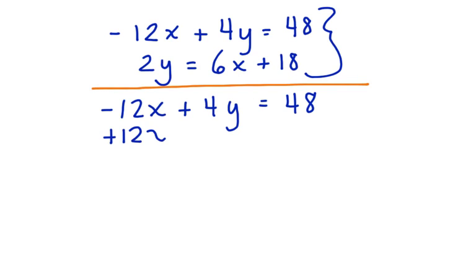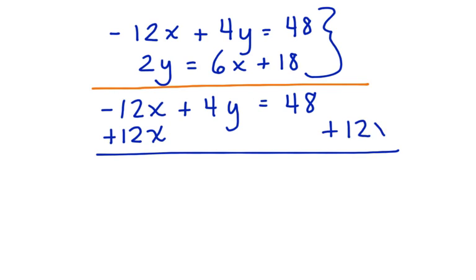Remember, slope-intercept form means that we want to get y alone. And we're going to add 12x here. So these cancel, bring down the 4y. 4y equals 12x plus 48.